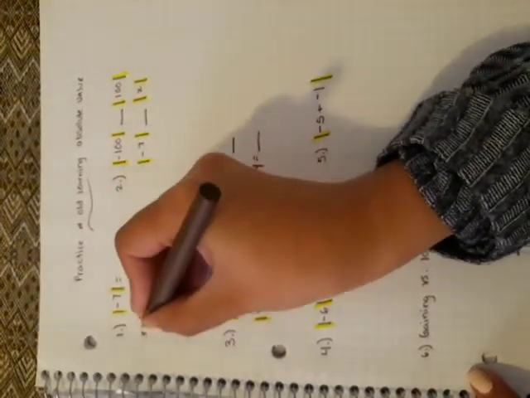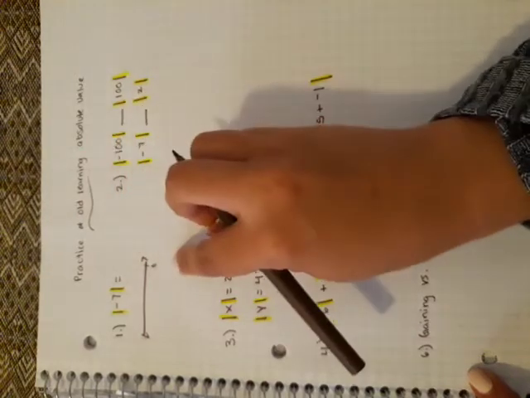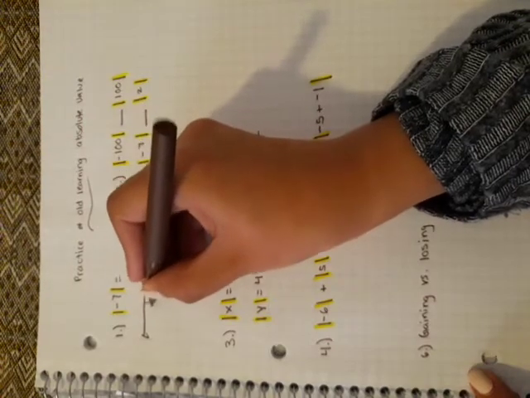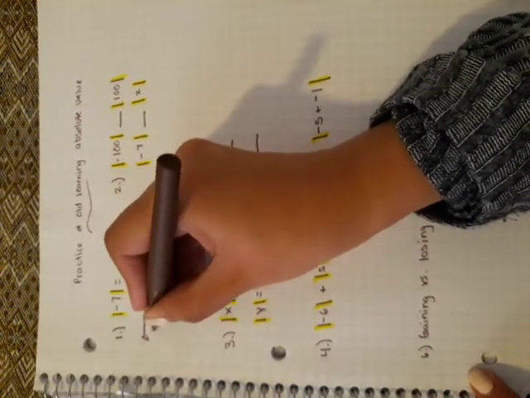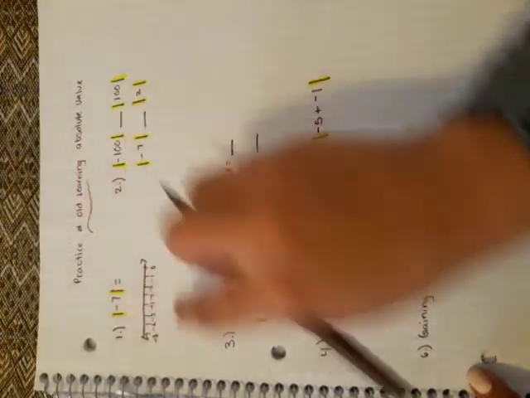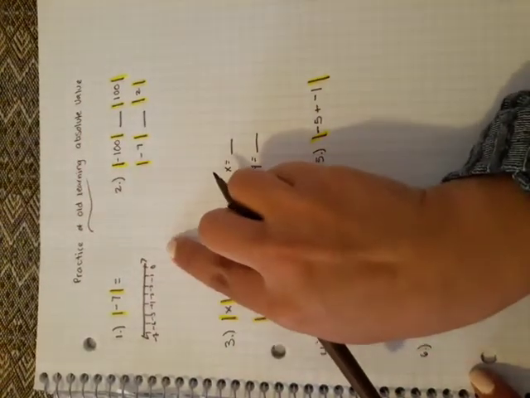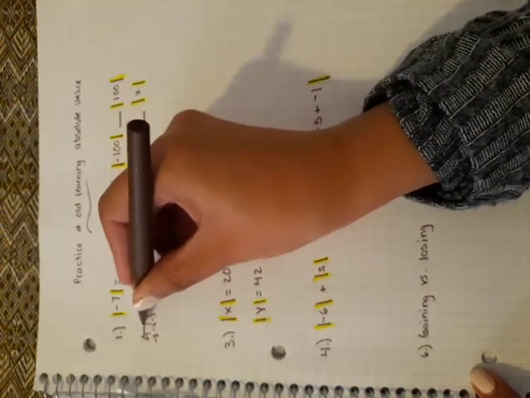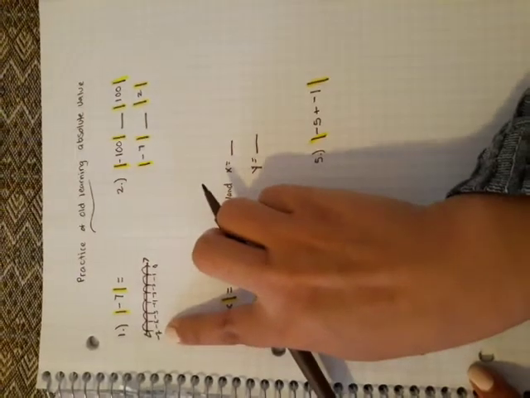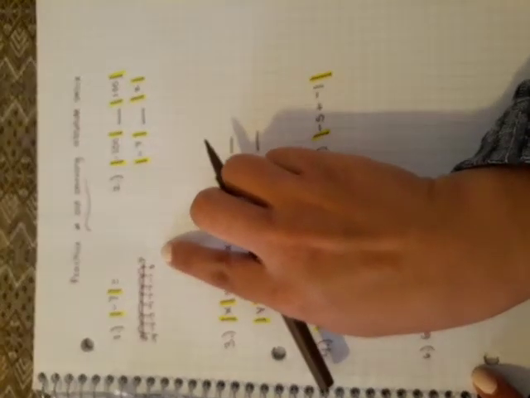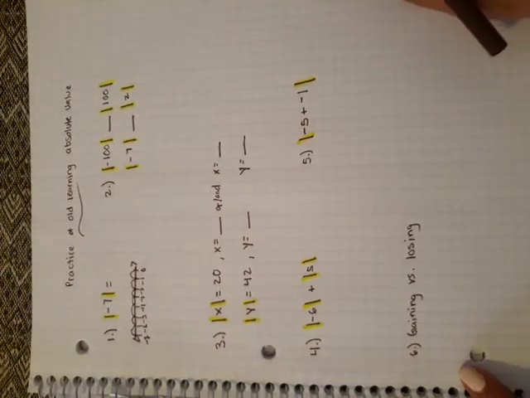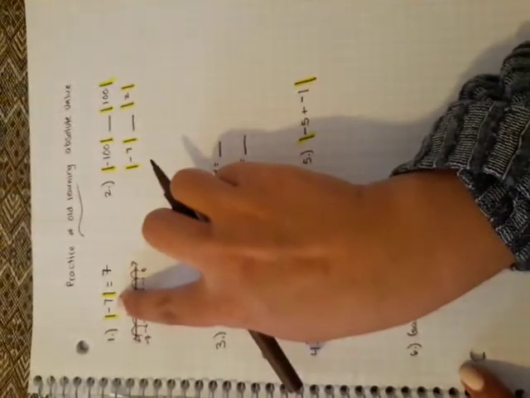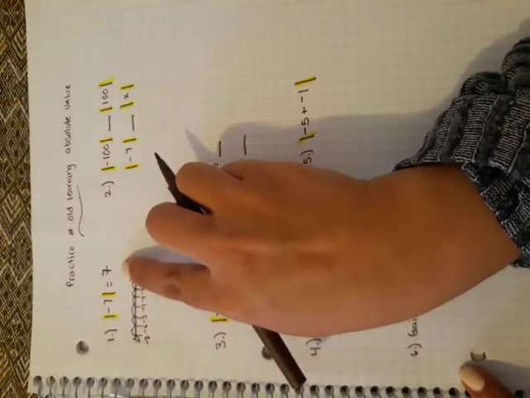So if we were to draw a number line, we have 0 here, and we have -1, -2, -3, -4, -5, -6, -7. How far away is -7 from 0? 1, 2, 3, 4, 5, 6, 7. -7 is 7 whole steps away from 0. So my answer is 7. The absolute value of -7 is 7.